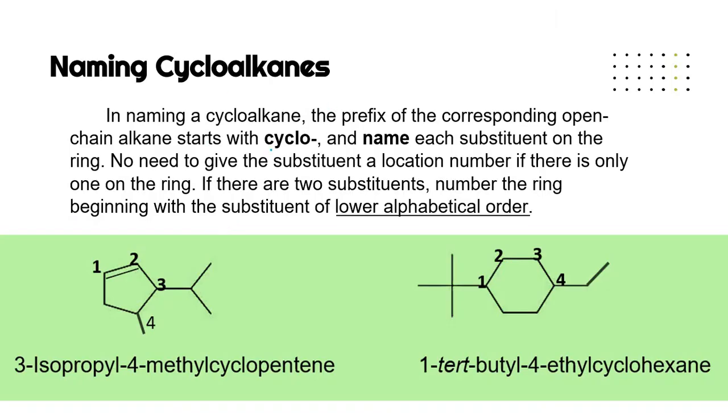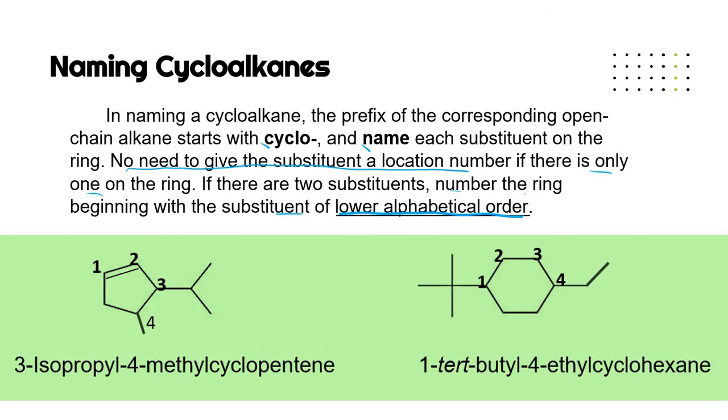Again, you start with cyclo and the name of the substituent in the ring. Name each substituent in the ring. No need to give the substituent a location number if there is only one. If there are two or more, number the ring beginning with the substituent of lower alphabetical order. Again, this is where alphabetizing comes in.